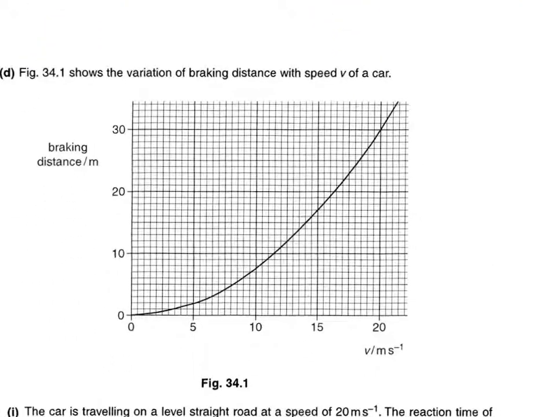We've got a diagram here showing variation of braking distance with speed of a car. That should be a familiar shape. And specifically, in fact, it does show that we've got a proportionality to speed squared: the braking distance is proportional to the speed squared.